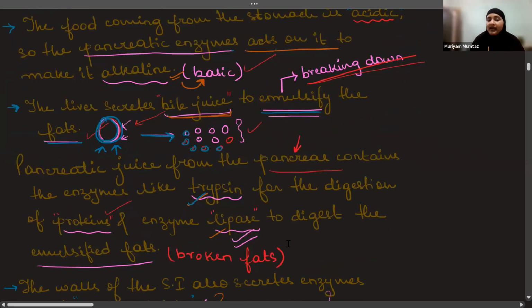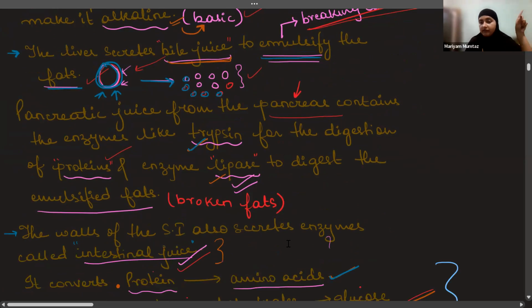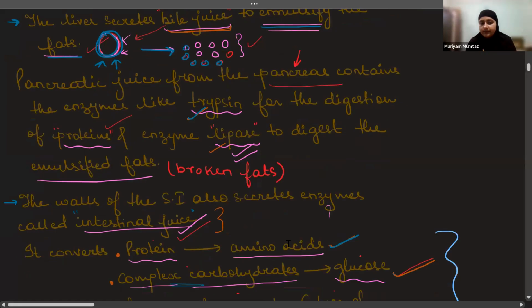Now, the pancreatic juice from the pancreas contains enzymes such as trypsin. This trypsin is for the digestion of proteins. Then it has lipase enzyme. This lipase enzyme is there for the digestion of the broken fat, the emulsified fats that were acted upon by the bile juice. Now, those small particles of fats will be digested by the lipase enzyme.